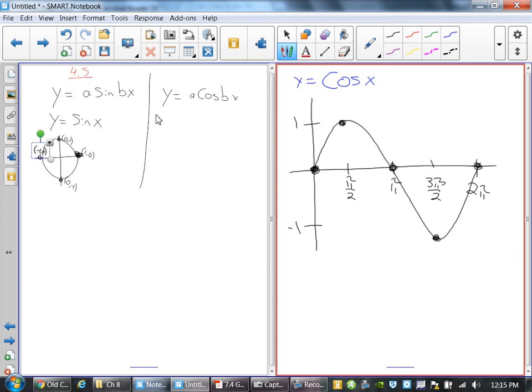So cosine then, we'll put in blue. At 0, it's at 1. At pi over 2, it drops to 0. And it goes to pi. You get something like that.